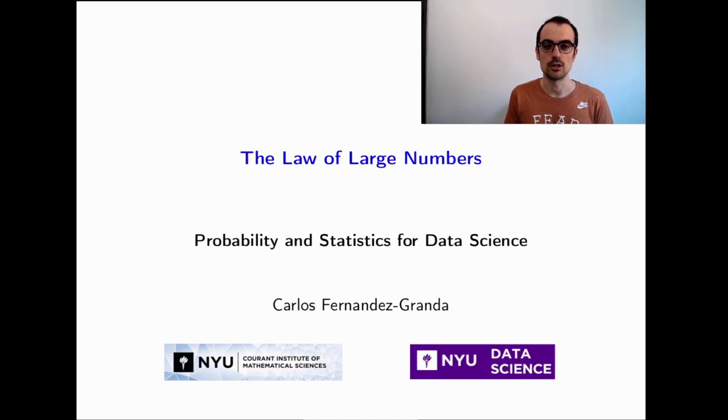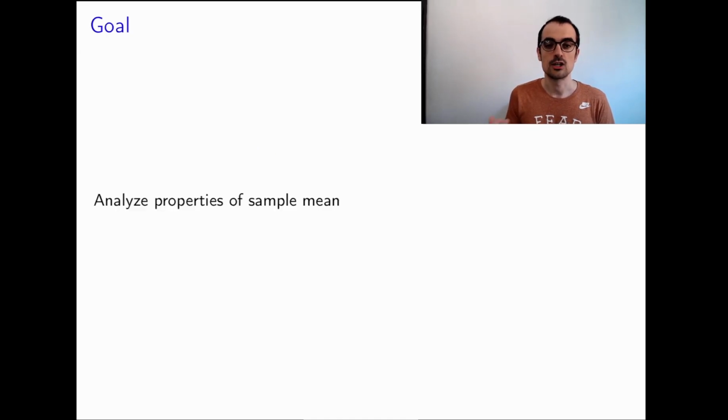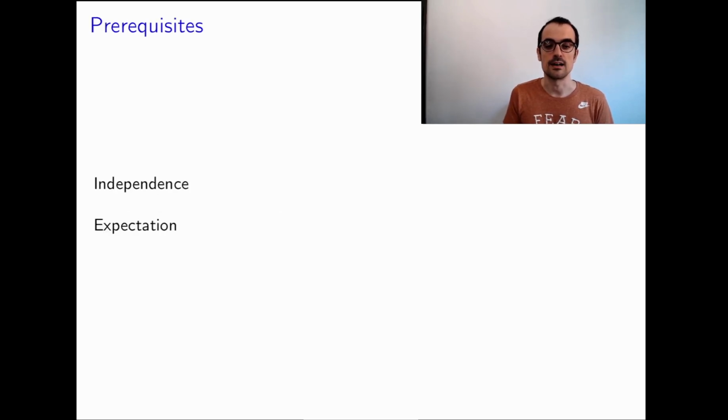Today we're going to talk about the law of large numbers. Our goal is to analyze the properties of the sample mean and to show under what conditions it converges when we take the sample mean over a large number of measurements. The prerequisites are independence and expectation.